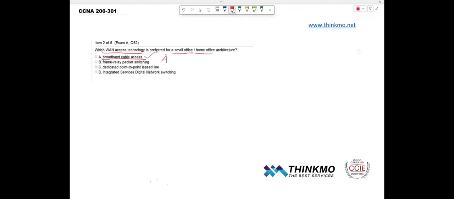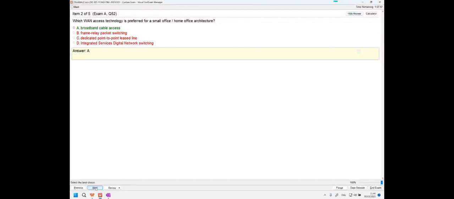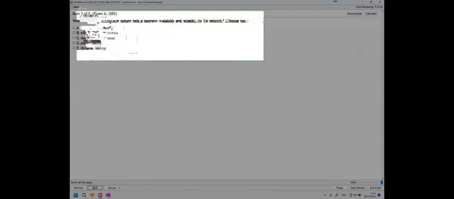And as for the circuit switched, this is wrong. And also, the point-to-point is wrong, and the digital network is also wrong, so you should choose A. Choose A. And the third question is also a multiple choice question.